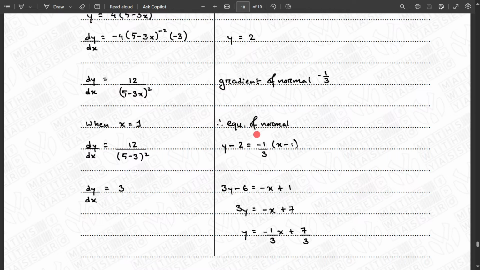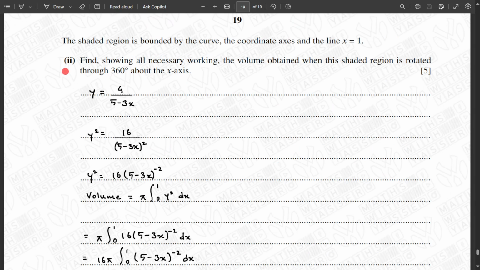Therefore, the equation of the normal should be y minus y1 equals m times (x minus x1), which is y minus 2 equals minus 1/3 times (x minus 1). Cross multiplying, we get 3y minus 6 equals negative x plus 1. So 3y equals negative x plus 7. Writing this in the form y equals mx plus c, y equals negative 1/3 of x plus 7 by 3.